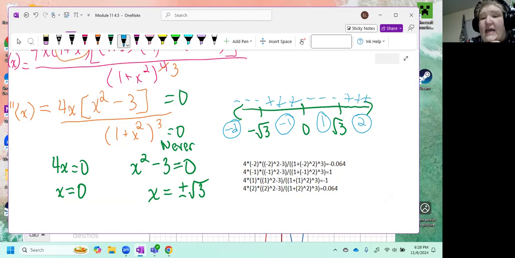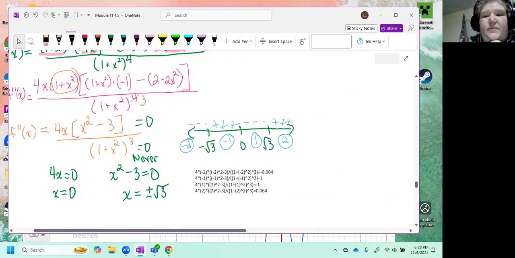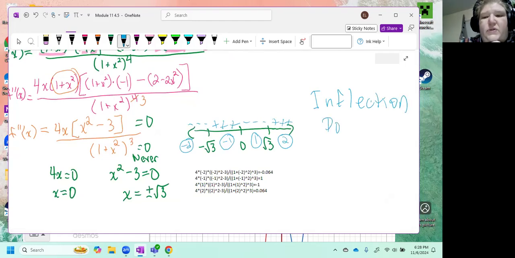All right, now this is our second derivative test. So this does mean we have 3 inflection points because the concavity is changing on all of them. So we have inflection points at x equals negative square root of 3, x equals 0, and x equals positive square root of 3.